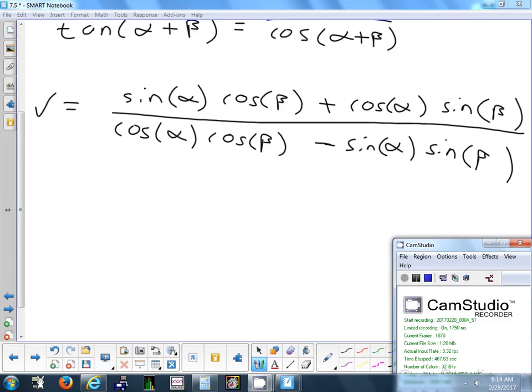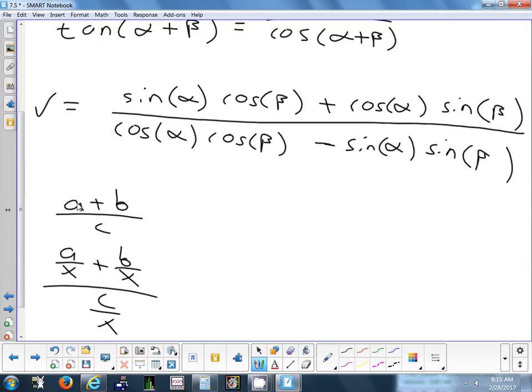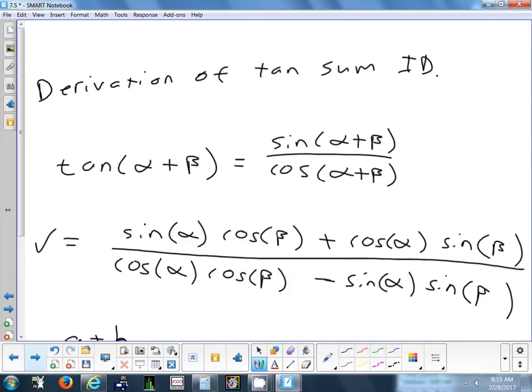The trick that you have to do here to get it into the tangent identity is basically, if you have a fraction like this, dividing all three terms by the same thing. Divide a by x, b by x, and c by x. Okay, how do you figure out what to divide by, though, to make it what you want? Well, we could figure it out because we already know the answer. We know what we're supposed to get for the tangent identity. But if you didn't know that, it would be a little harder to figure out.